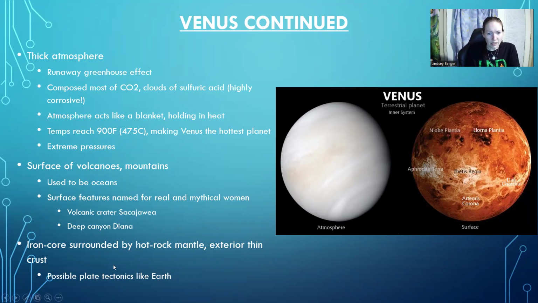So we also know it has an iron core, which is surrounded by a hot rock mantle, which also has a thin crust. Sounds kind of familiar if you know your Earth history or your Earth geology. Okay, so we think there might also be plate tectonics like here on Earth. Remember, plate tectonics are how we get different volcanoes and mountain ranges and things like that forming over time. That's how we have earthquakes, all that good stuff.